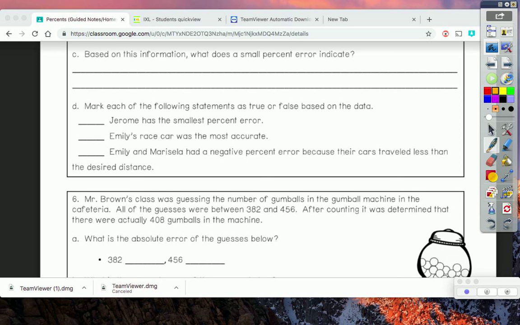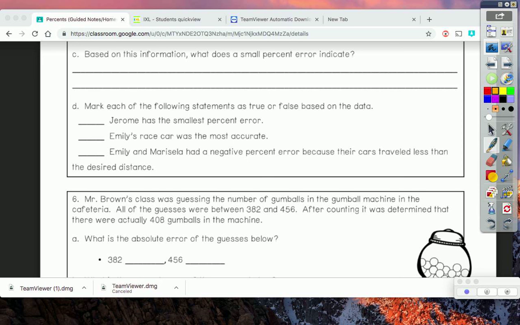Letter D. We're not going to write these on the board either, but we're going to talk about these. Let's start with the first one. Summer. False. Jerome has the smallest percent error. That is false. Jerome's percent error was 6%. All right. Emily's race car was the most accurate. Taylor. Emily's race car had a percent error of 8%.